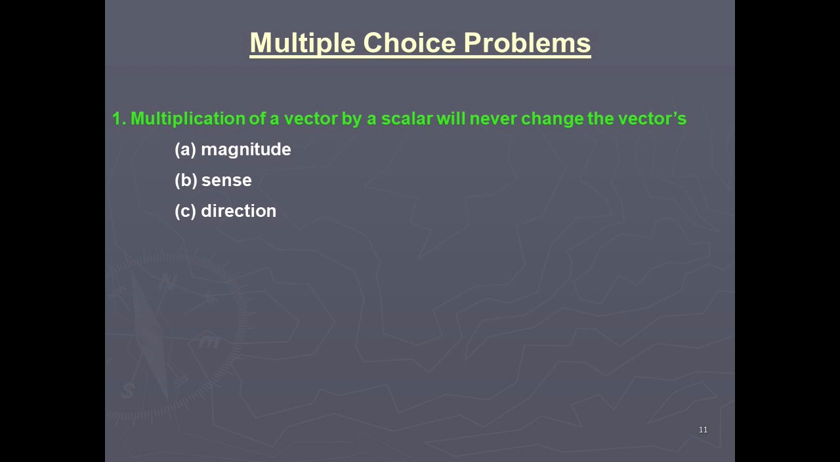Now let's analyze all the cases and see who is right and who has to be pushed to the right path. We did all the operations. Here we have a vector and we multiply it with a scalar. Here we multiply with plus 2, and it changes the vector's magnitude. Here we multiply with a negative scalar, minus 1. It changes the vector's sense. So the sense changes, right?